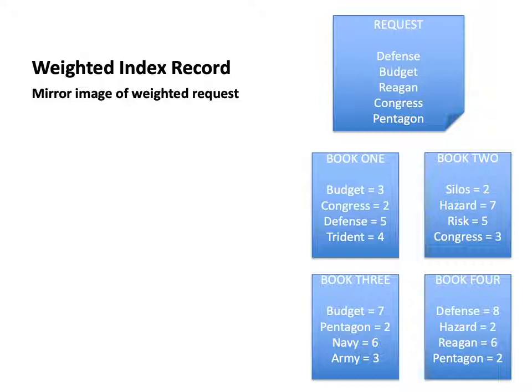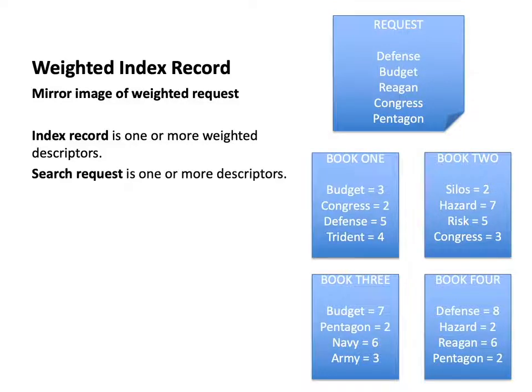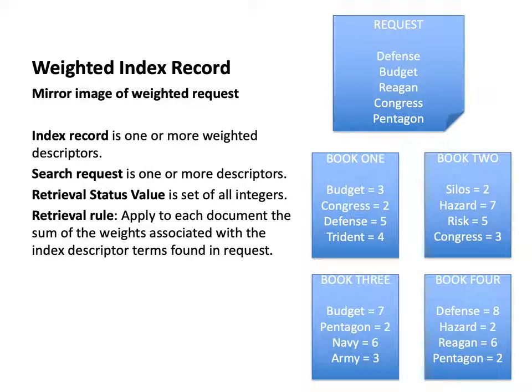So similar to the other things, index record and search requests, one or more descriptors, except that the index record for each book has weights on the terms. Retrieval status value is all integers. The retrieval rule applied to each document is the sum of the weights associated with the index descriptors found in the request. So sort of like what we just had, except we're going in the opposite direction.